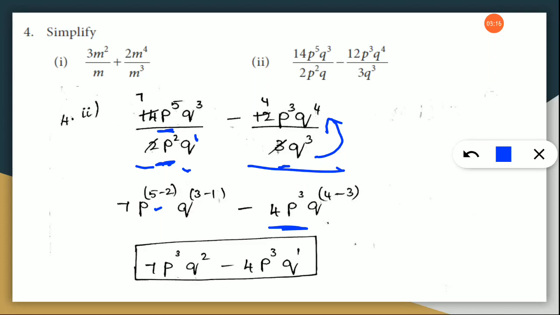Okay, so the answer will be 7 p power 3. 5 minus 2 will give us 3, and then q power 3 minus 1 will give us 2, minus 4p cube, and q power 4 minus 3 will give us 1. Is it clear? This is how we have to solve the sum. First, you have to cancel the numbers, and then whatever is in the denominator, we bring it to the numerator. Okay, and with the same base, we can subtract since it is for division. And the final answer can be written.